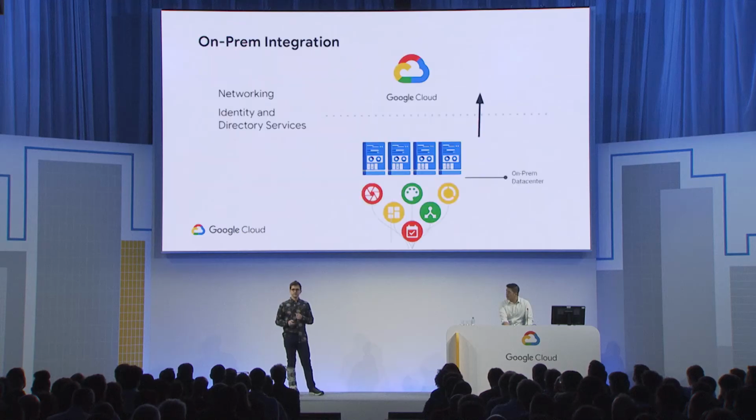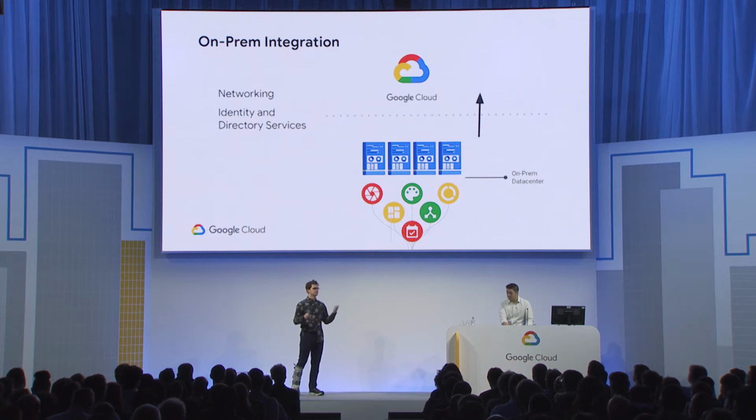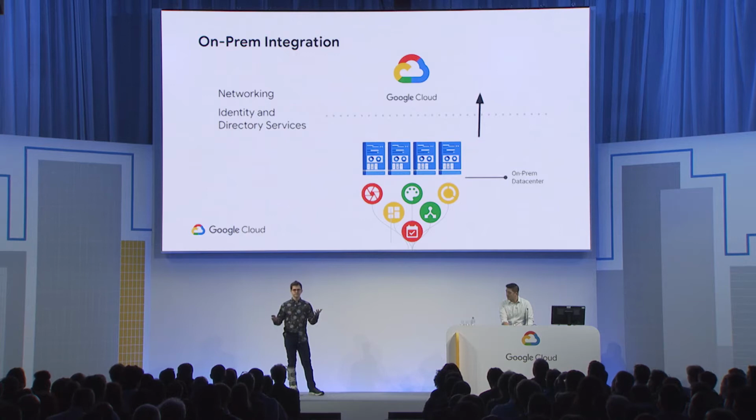Let's start with integrating with your on-prem systems. Most of you have existing on-prem systems running various workloads and applications, services, et cetera, on your on-prem clusters or your production clusters, and you're interested in moving some of it to Google Cloud. That's going to involve figuring a way of bridging both your networking resources and your identity and directory resources with Google Cloud. Let's start with networking.